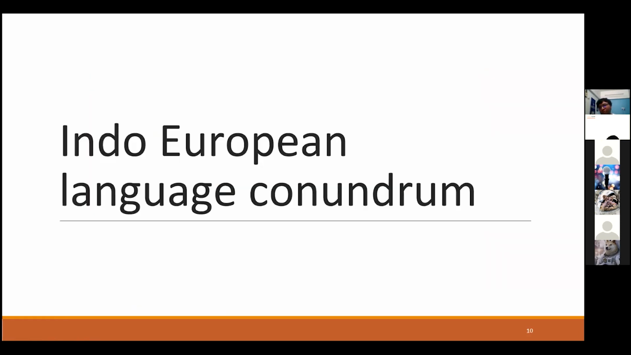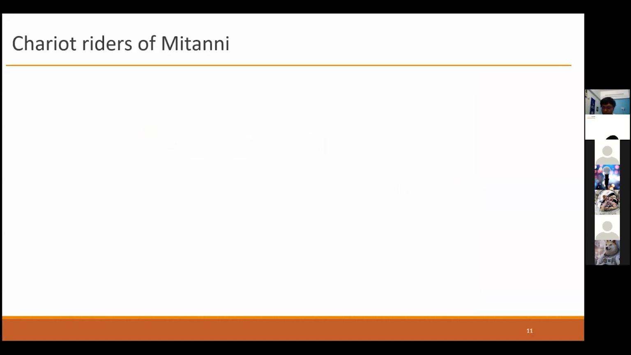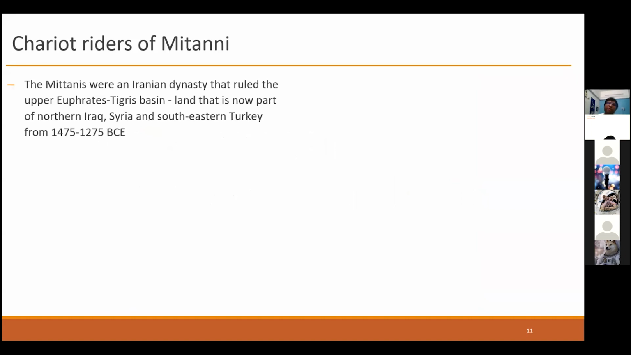Now the idea is to know why are these languages so similar, and if they're so similar, where did these languages originate from? Now I will tell you some 2 or 3 stories before we dive into the origin of it. Mitanni was a very ancient Iranian civilization which ruled the upper Euphrates or Tigris in what is today northern Iraq and Syria. They ruled between 1475 to 1200 before Christ, which is around 3,400 years from now.